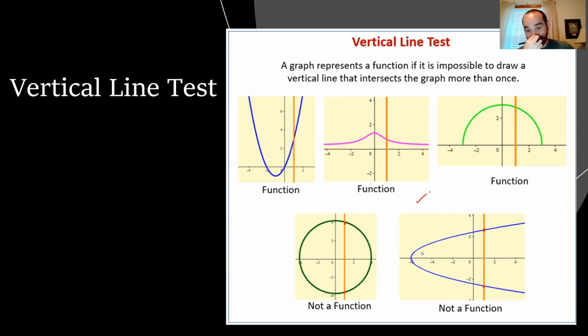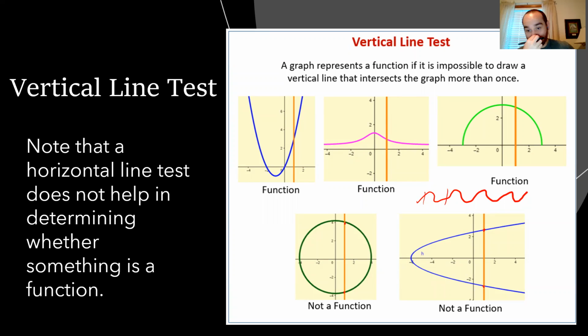You'll also see like sine waves at some point. Again, sorry, this is kind of hard to draw on. You'll notice that there's no vertical line here that you would cross 2 points. So this is also a function. Same with tangents, cubes. Basically, most simple equations are going to be functions. And you'll note that a horizontal line test does not help.